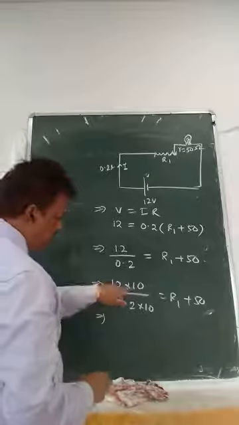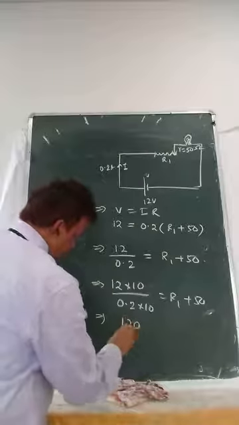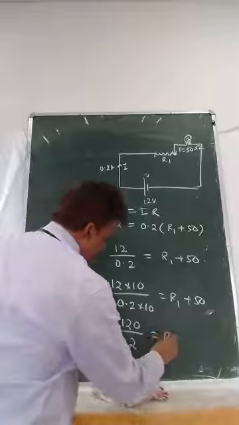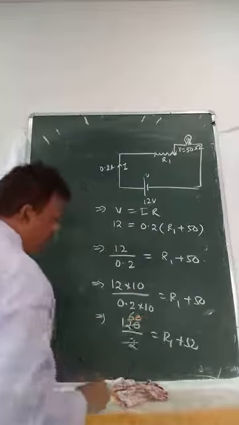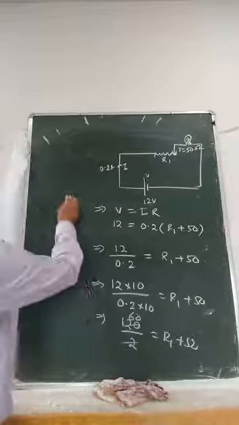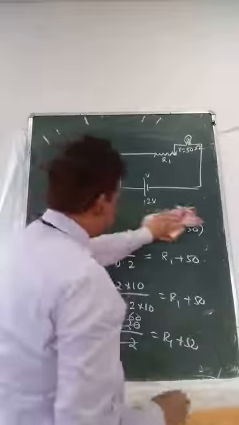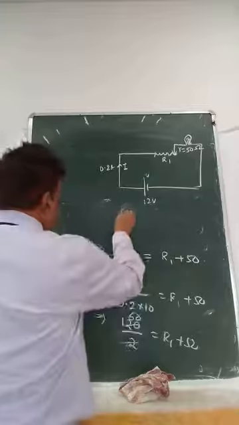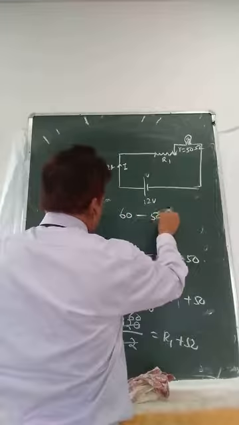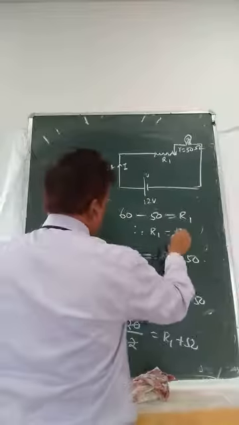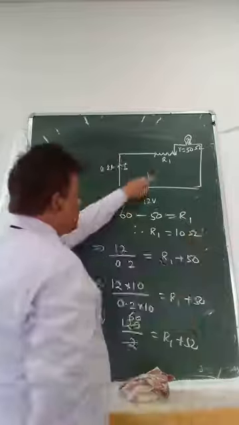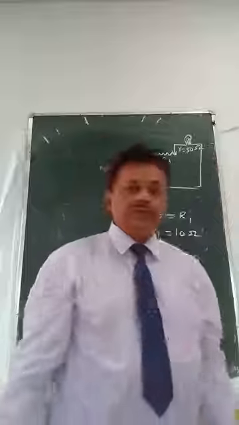So this will be 120 by 2 equals R1 plus 50. This is how much? 60 now. So 50 you bring to this side. So you find 60 minus 50 equals R1. Therefore R1 is 10 ohms. So this resistor is 10 ohms.